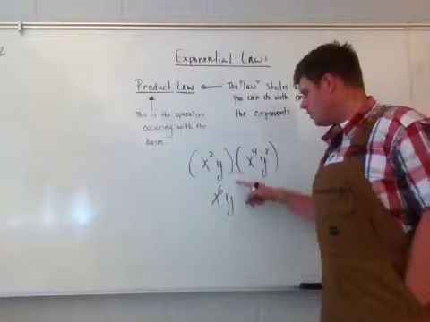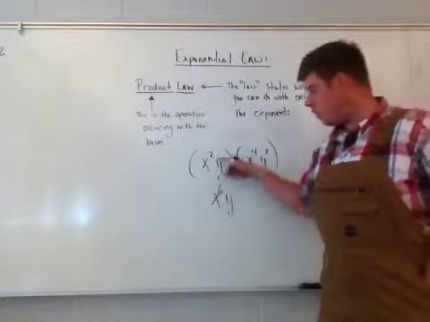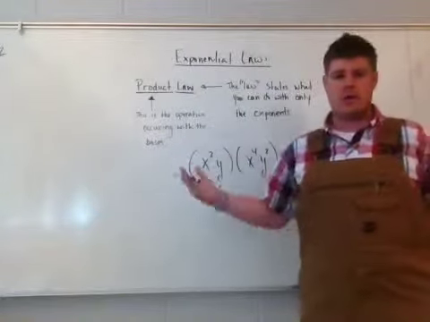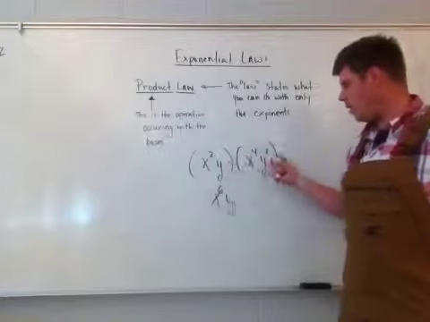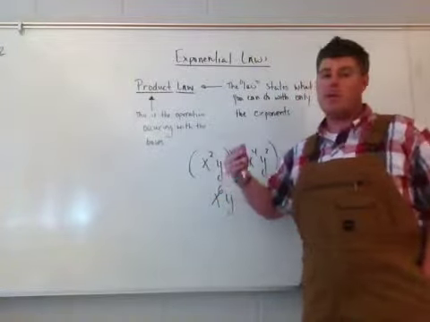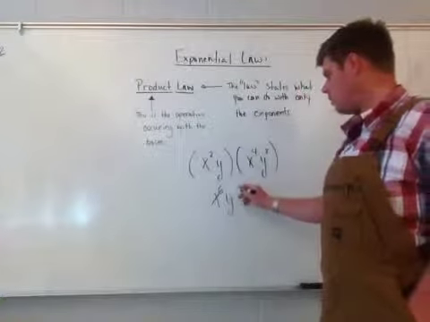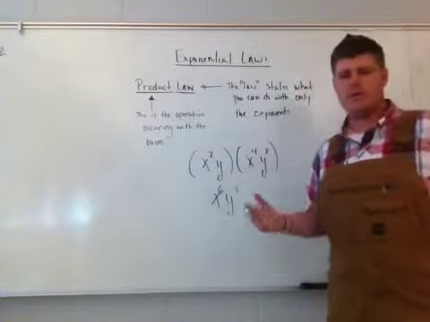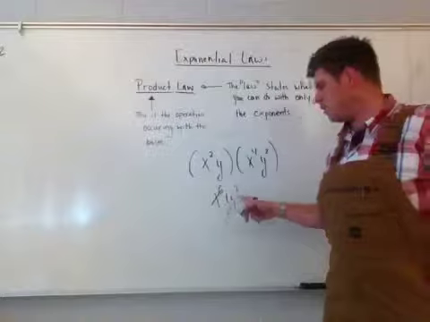Well, how about the y's? Well, the y here, remember, there's just one y. If I don't put an exponent with it, it's just one y. So I have one y here, and I have two y's here. So how many y's multiplied together do I have? Well, I've got 3. So this exponent is 3. And my final answer for this particular problem is x to the 6th y cubed.